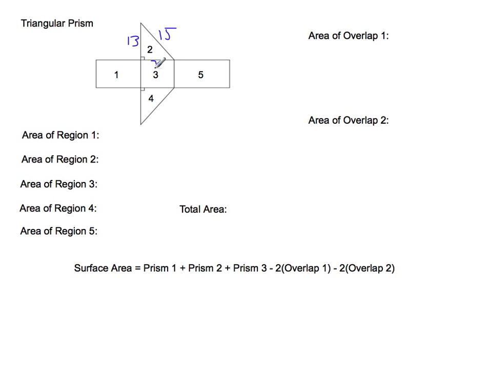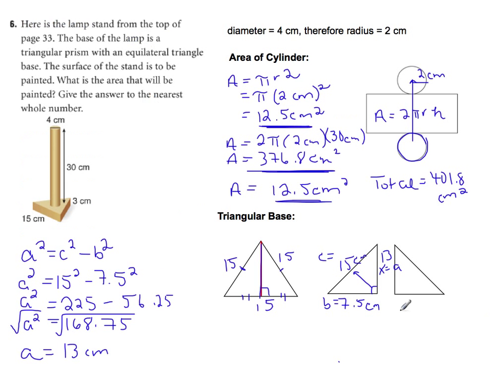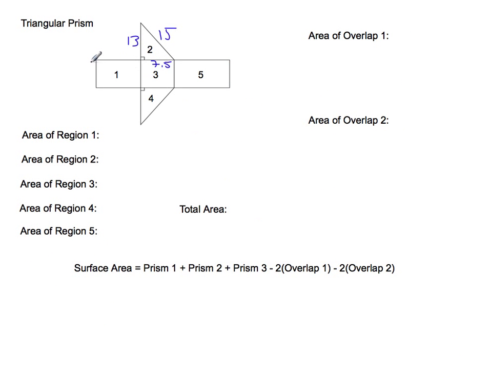My base was 7.5. And the height of the triangular prism, I have to go back over here, which was 3. So I go over here, and this dimension is actually 3. Now I have all of the dimensions that I need in order to make my triangular prism. So that's 13, that's 15, these are all 3.